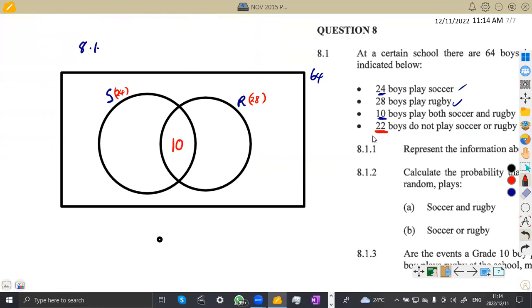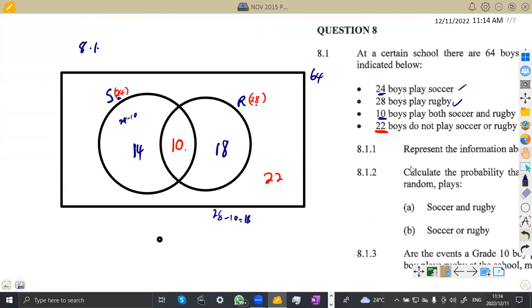22, they do not play any of these. They do not play soccer, they do not play rugby, so they are found outside of the universal set. So it's an advantage here because we are given those who play soccer, they are 24. So we can find these ones who play soccer only. So it's going to be 24 minus 10, and 24 minus 10, that is 14. Here we've got 28 minus 10, and 28 minus 10, that is 18. All right, so we're going to have 18, guys, just like that.